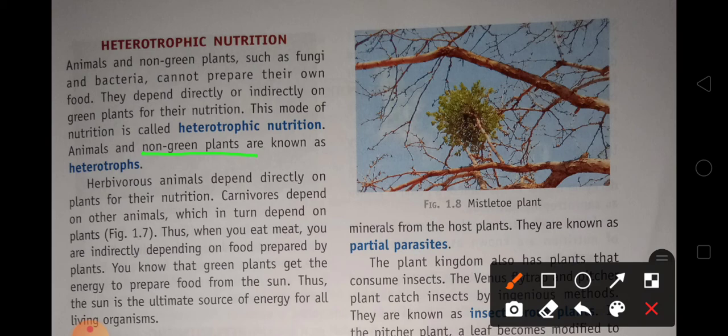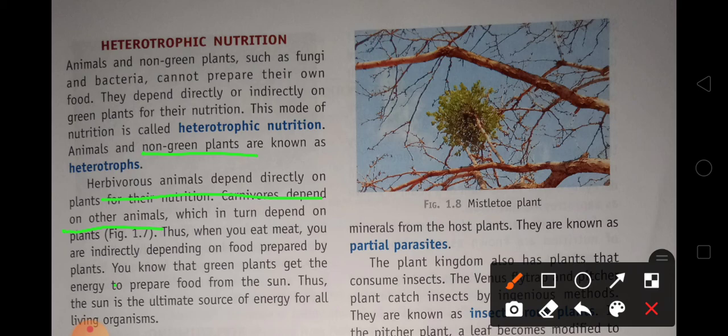Herbivorous animals depend directly on the plants for their nutrition, and carnivorous animals depend on other animals for their flesh. So carnivorous animals are indirectly dependent on plants. They are directly dependent on the herbivorous. So you can say here, when you eat meat, you are indirectly depending on the food prepared by the plants.